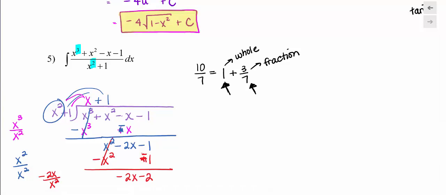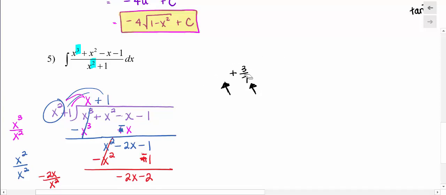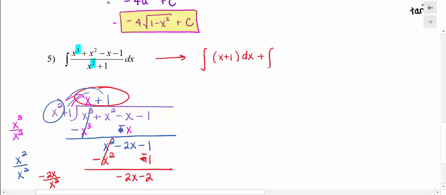So this problem is really equivalent to, I'm going to write what it should be equivalent to, the antiderivative of the whole part, which is x plus 1, and I'll do that separate here, plus the fraction part, negative 2x minus 2, and again, that's over what you were dividing by, x squared plus 1. Don't forget your dx's, please.